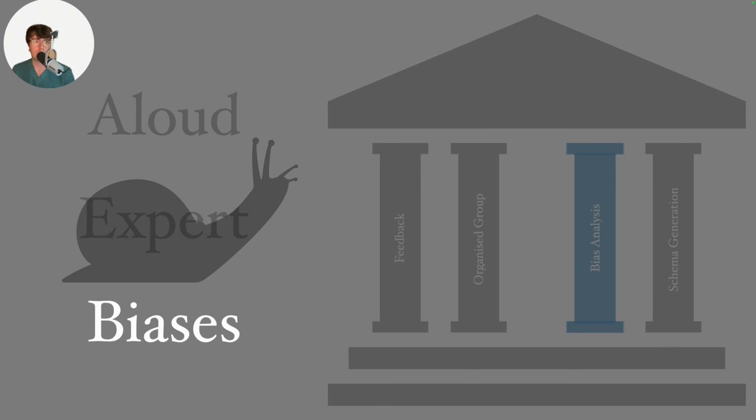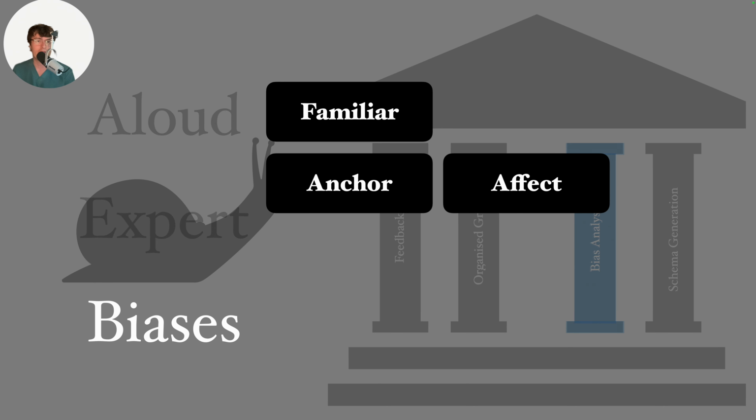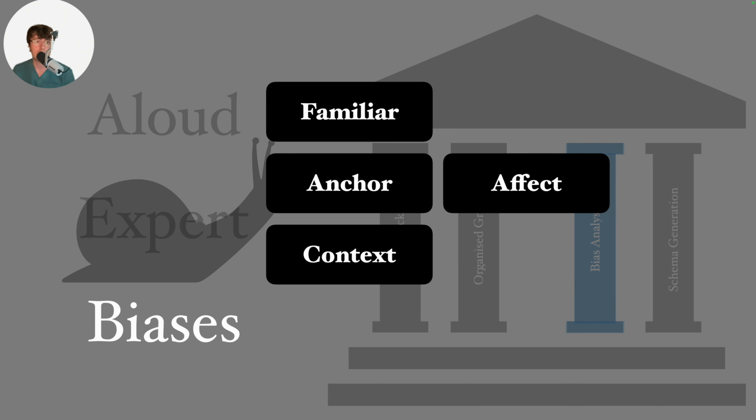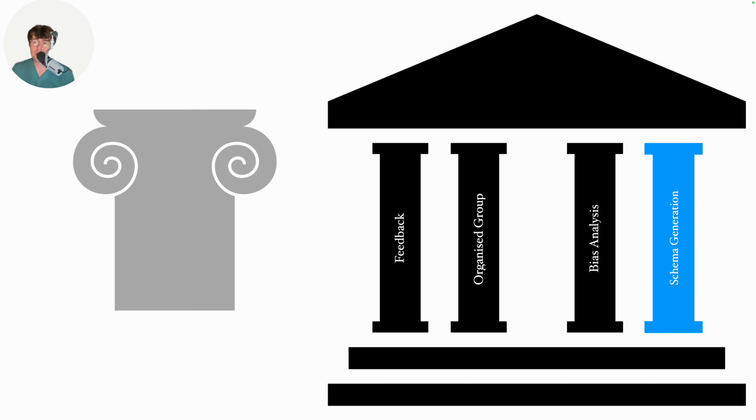Ooh, biases. Ooh. I'd forgotten about this animation. So I like to use the mnemonic FACT. So familiarity bias, anchor bias, your affect at the time, so your emotional state, the context you're in, is it corridor care, are you struggling, have you got 10 patients to see, and then time. If you're on a night shift, you're not going to be making decisions as well.